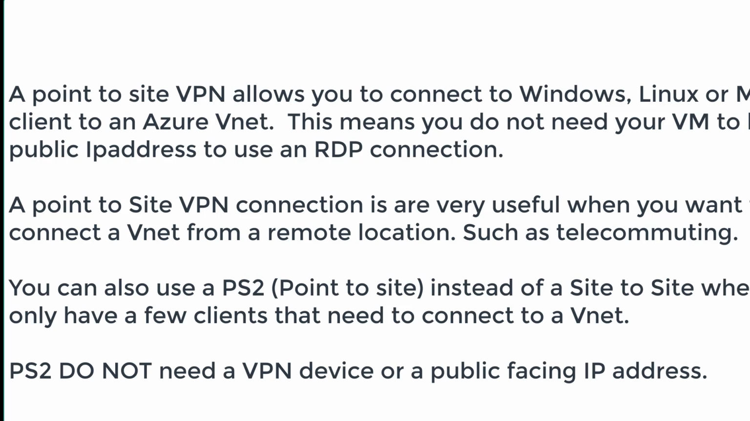So, what is a point-to-site VPN? If you're taking the AZ-500 test, you'll be asked about this type of technology many times in many different ways. It allows individual clients running Windows, Linux, or Mac to connect to an Azure VNet. Point-to-site VPN connections are useful when you want to connect to your VNet from a remote location, such as when you're telecommuting from home or a conference. You can also use point-to-site instead of a site-to-site VPN when you only have a few clients that need to connect to a VNet.